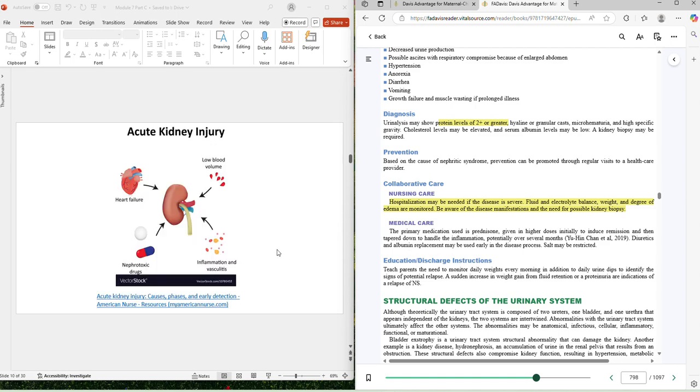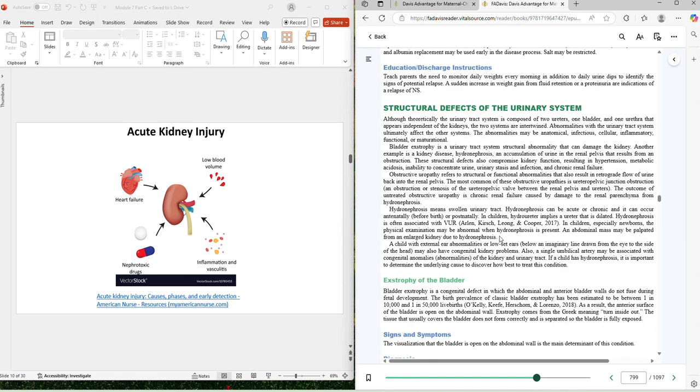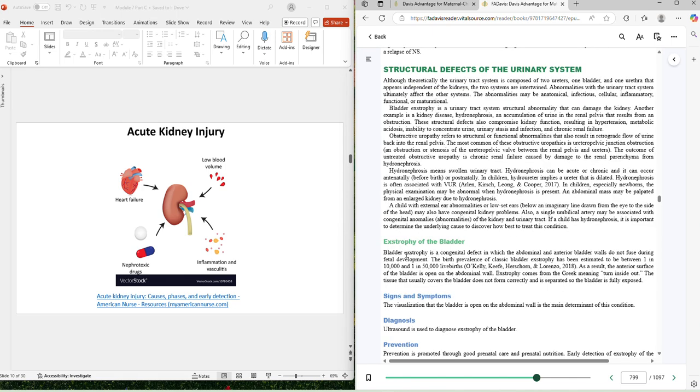All right. Let's move on to some structural defects of the urinary system. This is on page 799. Extrophy of the bladder. This is when it's a congenital defect and the walls of the bladder during fetal development don't fuse together. It's almost translucent where you can see inside the bladder. Sometimes it's turned inside out where the bladder is on the outside of the body because there's a congenital defect, okay?